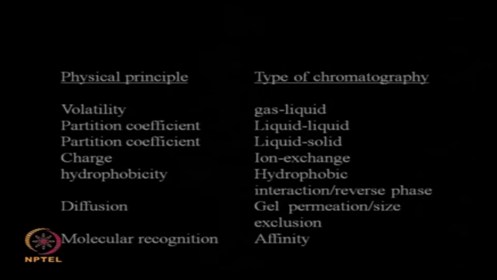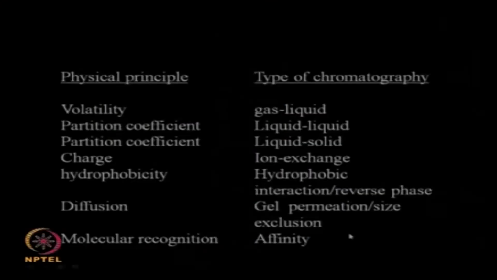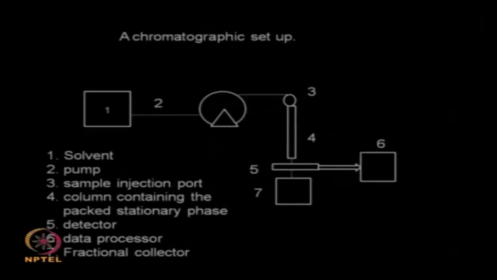And then we have molecular recognition. So you have a ligand which will recognize only a certain protein; the ligand will not recognize any other protein. Then it is called affinity chromatography. So with many different principles, you can have different types of chromatography.